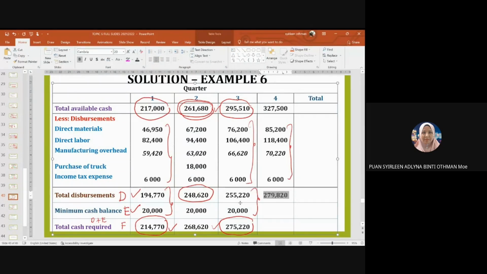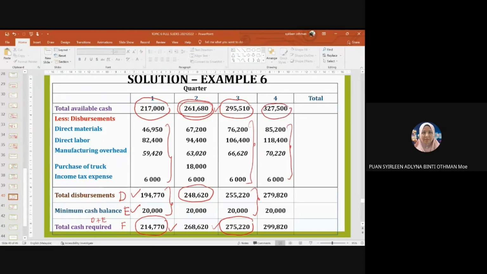Total dia. Okay. Dan you kena simpan, selepas bayaran kena simpan 20,000 dekat tangan. So berapa cash yang you perlukan? 279,820 plus 20,000. I need 299,820. Dalam tangan ada banyak ni. I perlukan banyak ni saja.